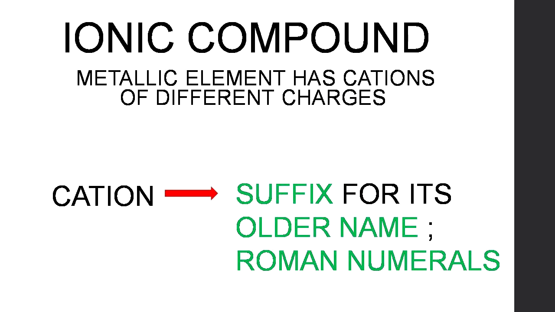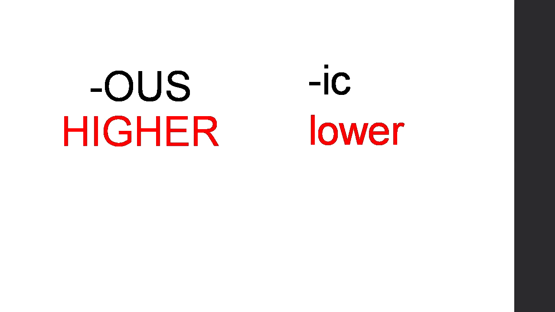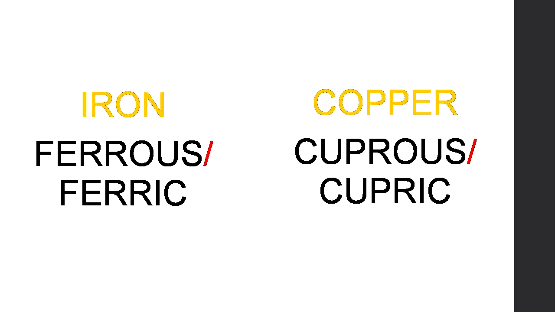If a metallic element has cations of different charges, that cation will be indicated by a suffix for its older name, or by Roman numerals in parentheses after its name in writing, the Stock system. The older method uses the suffixes "ous" and "ic" to denote the lower and higher charges. In the cases of iron and copper, it will be ferrous or ferric, cuprous or cupric, because the Latin names of the elements are used.